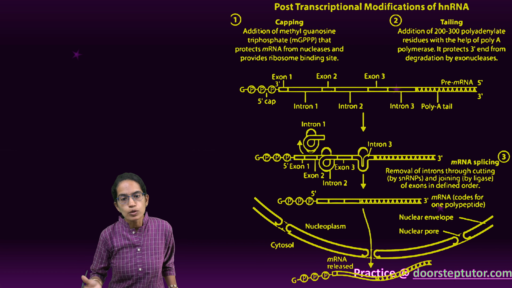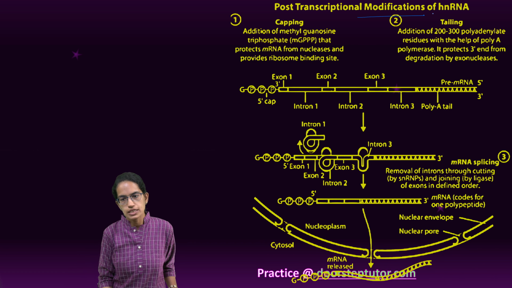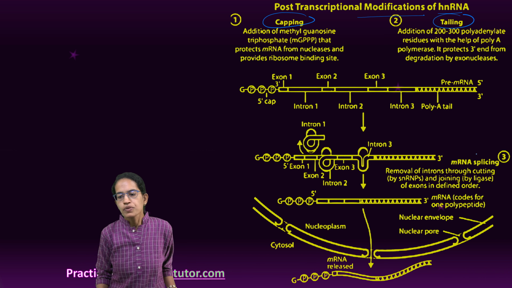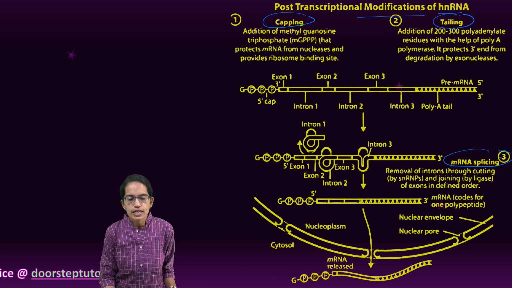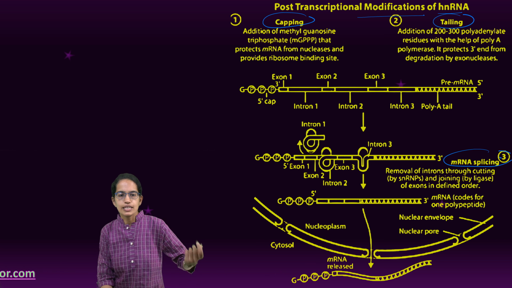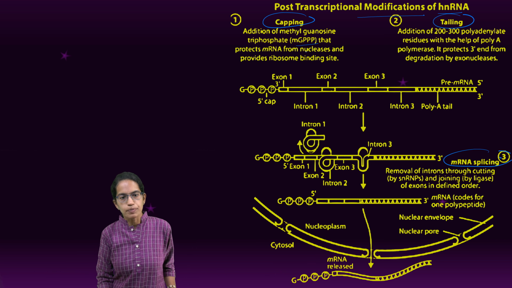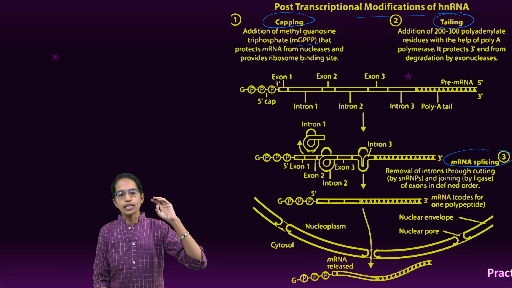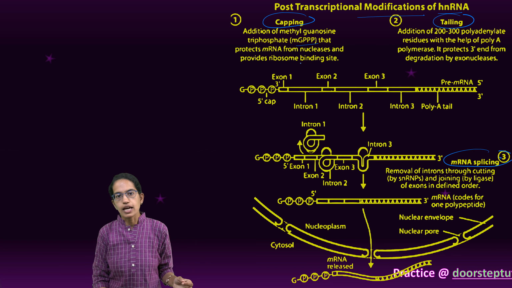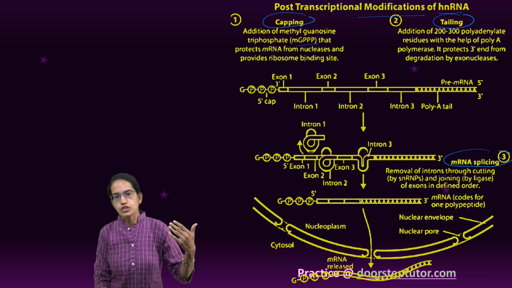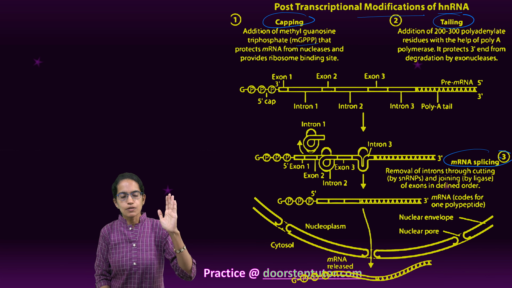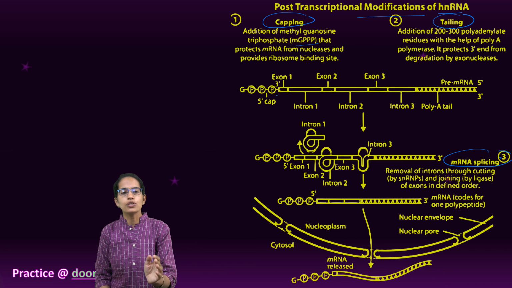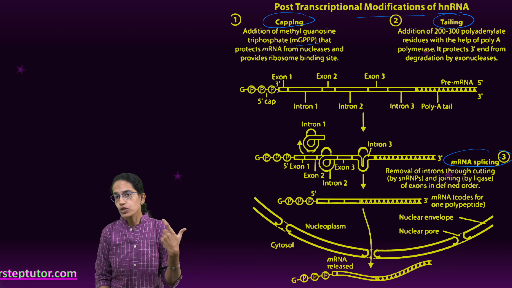Now under the post-transcription modification of the nascent RNA, there are three steps. First is capping, then tailing and splicing. So under the capping, what would happen? There is addition of m7GPPP, which is methyl guanosine triphosphate, and this protects mRNA or messenger RNA from the release of nucleases. Now when it protects from nucleases, it would provide a binding site for the ribosomes.